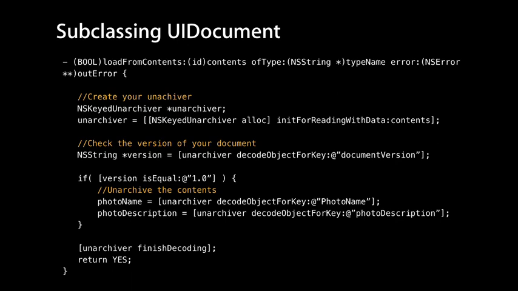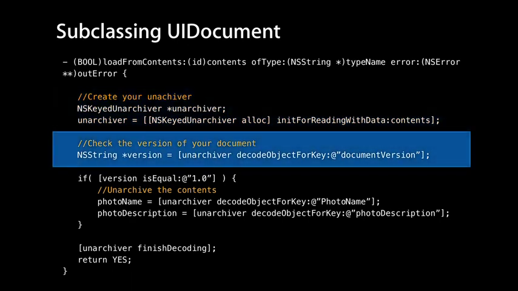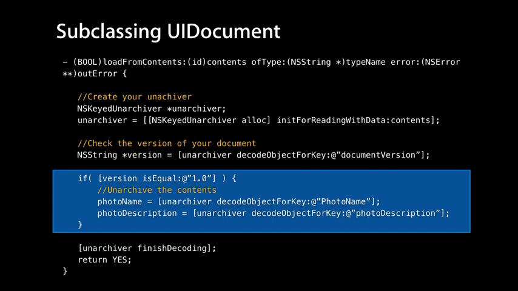Next, let's take a look at loadFromContents:ofType:error:. This is basically just the inverse of writing out your data. All we need to do is create a keyed unarchiver and simply initialize it with the contents that are passed into this method. It's basically the data that we want to read. You'll notice the first thing that we do is read out that document version. That way we know exactly which contents we should expect and which keys we should use to get those contents. So we read back out the photo name and the photo description. We save these into instance variables on this particular UIDocument, and that's it. That's all you had to do to read your document.